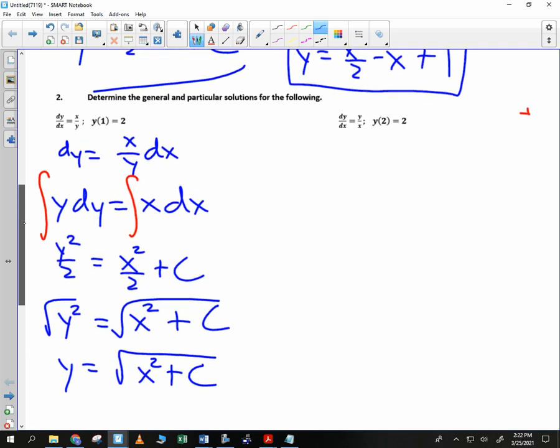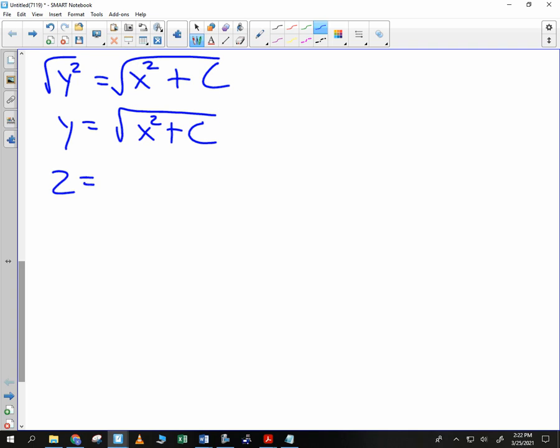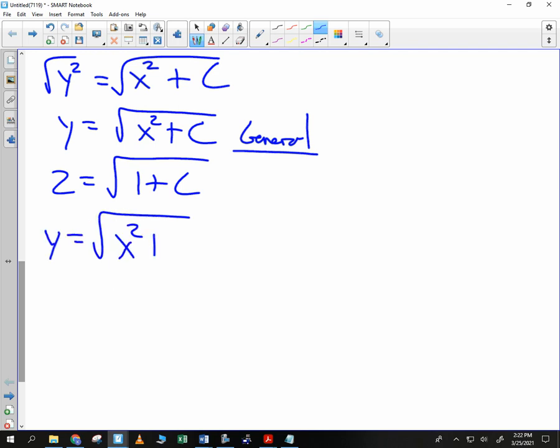Now, some people wonder, should it be positive or negative? Well, it looks like the y value is positive, isn't it? So that's why I use a positive y and not a negative. So we have positive 2 is equal to the square root of 1 plus c. So this is the general solution. And then y equals the square root of x squared plus 3. That's the particular. Not too bad.